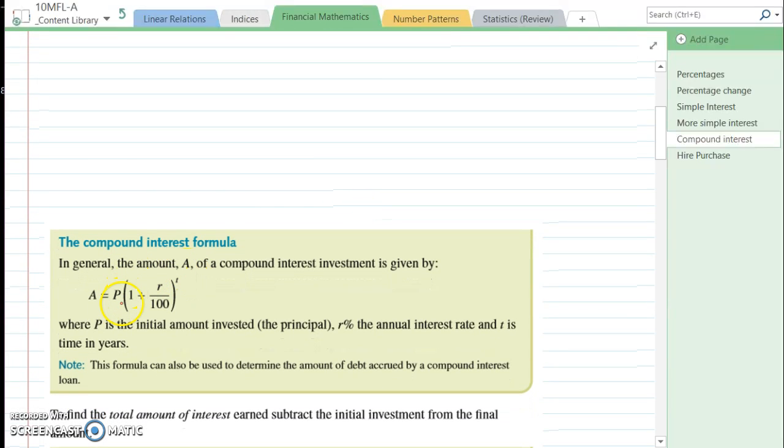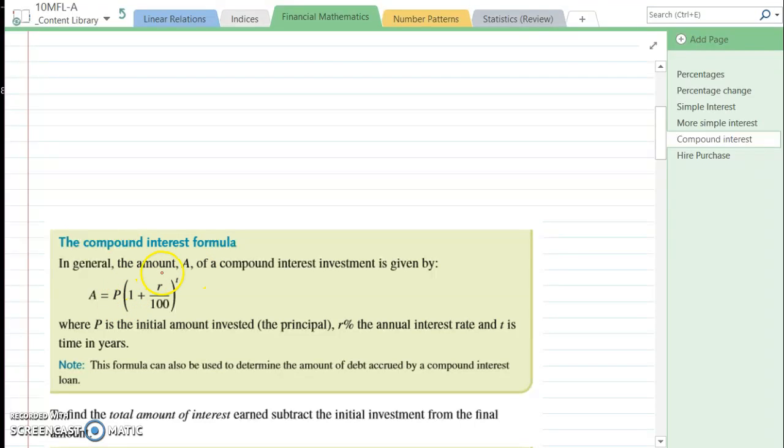So instead of using A0, we use P for principal amount, which is the initial amount that we've borrowed. You remember that from us doing simple interest before. And instead of using N, we use T for time.